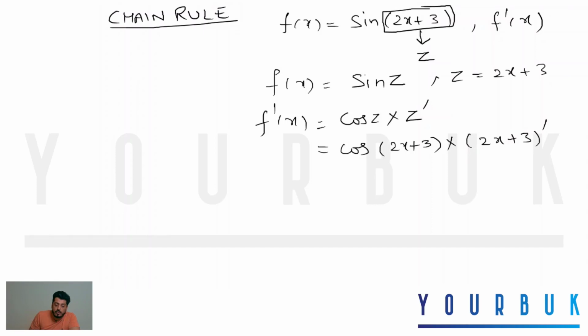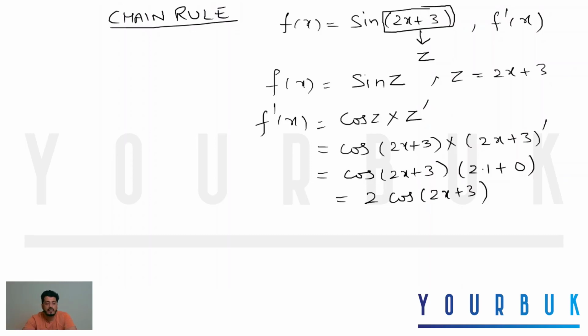Now by the sum rule, I can just find the derivative of 2x plus 3. So this is cos of 2x plus 3, and the derivative of this is 2 into the derivative of x, that is 2 into 1, and the derivative of 3 is 0. So the final answer will be 2 cos(2x plus 3). I hope you're getting my point. So this is how you will find the derivative. This is your chain rule.